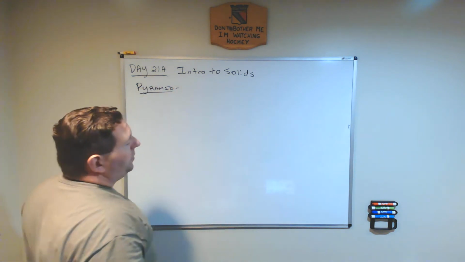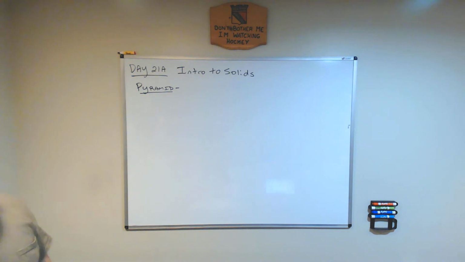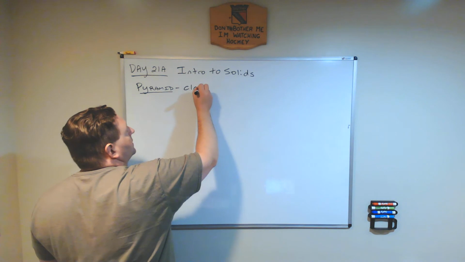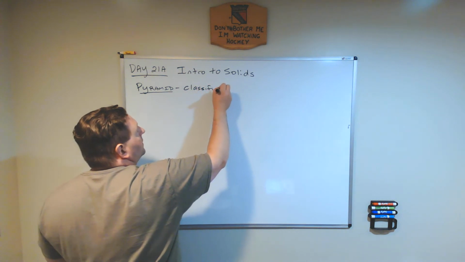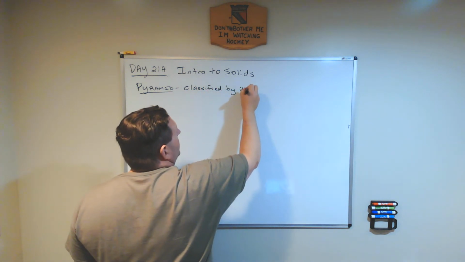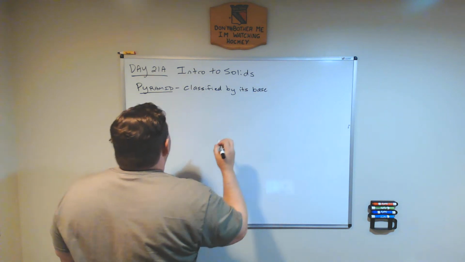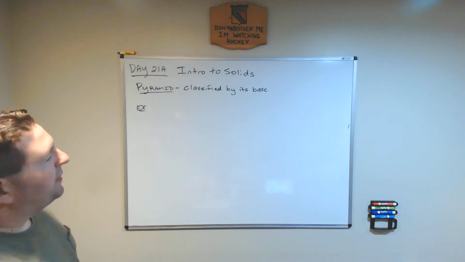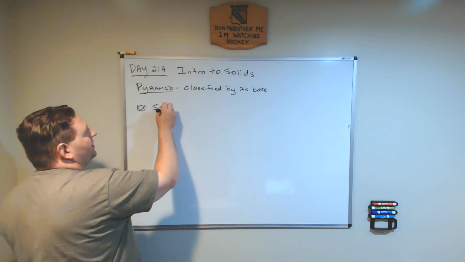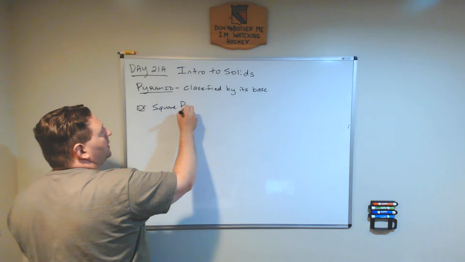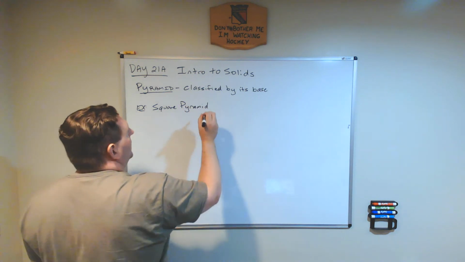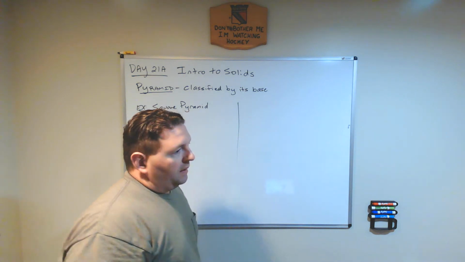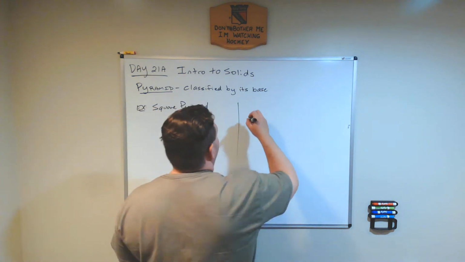A pyramid is classified by its base. Okay. So we'll do maybe 2 examples here. Let's do a square pyramid, and these are a little bit tricky to draw. And then next to it, let's do a pentagonal pyramid.